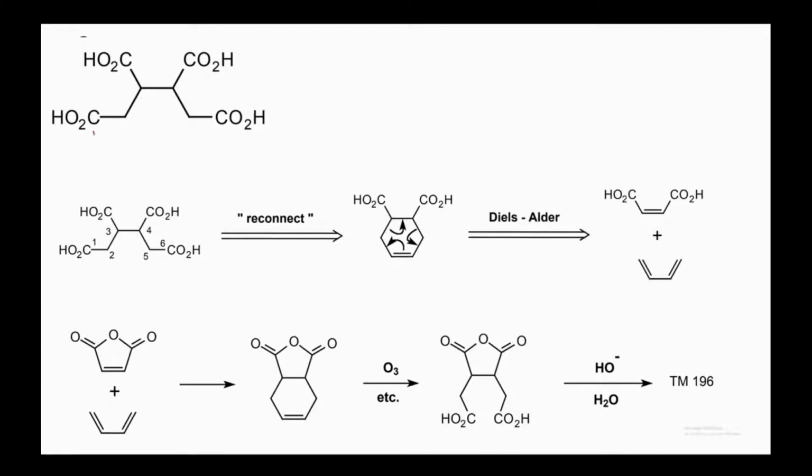Now count the relationship: 1, 2, 3, 4, 5, 6. So the relationship between the two carboxylic acid groups is 1,6. We do the retrosynthesis by using the reconnect approach. We cyclize this into this compound, and in the next step we do Diels-Alder reaction.